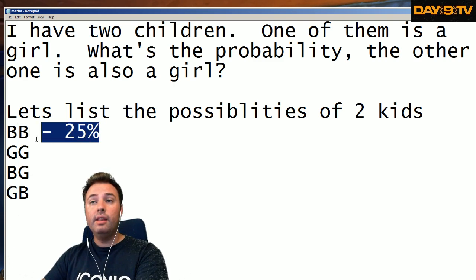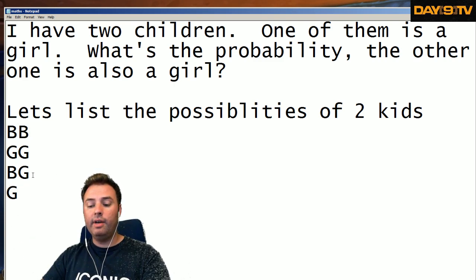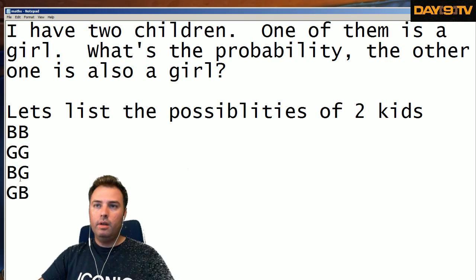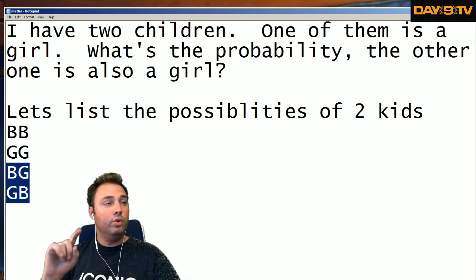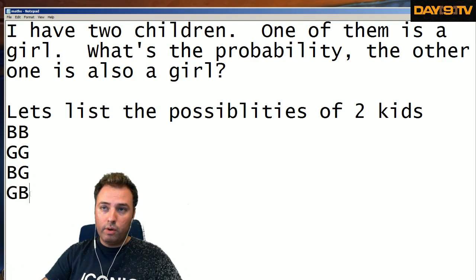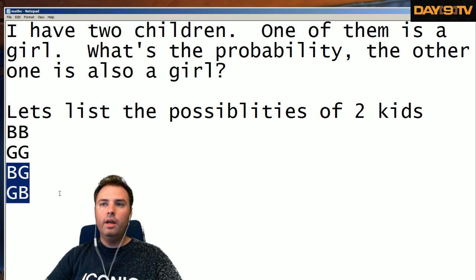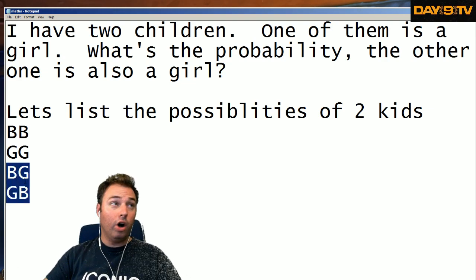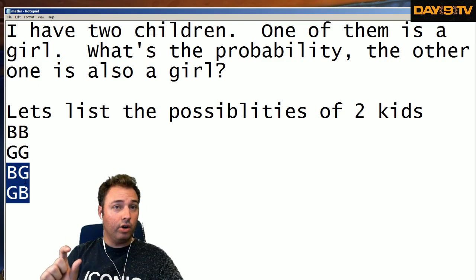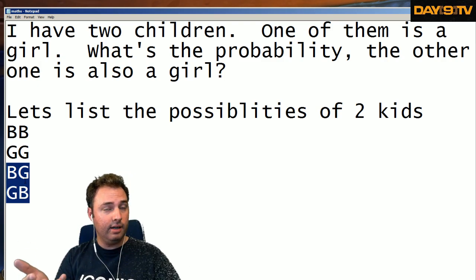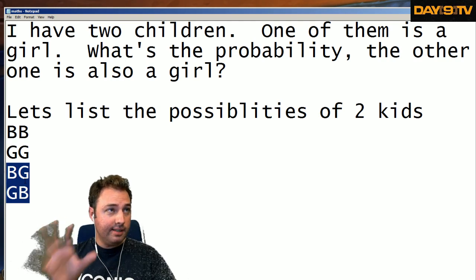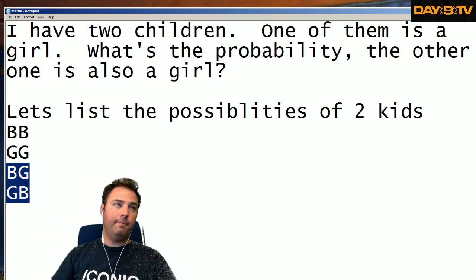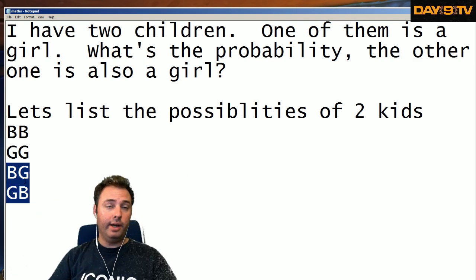The reason that these 2 are different, the way to think of it, is that one of them is a boy who's older, and the other is a boy who's younger. Is that clear? This is the hard part of the problem, understanding that boy, girl is different from girl, boy. Is that clear? Boy, girl is different from girl, boy.